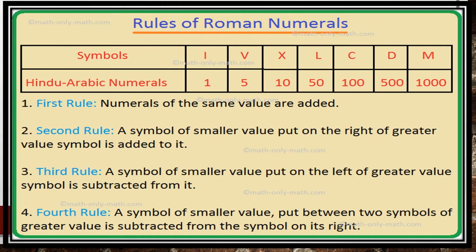Now we are going to talk about the rules of Roman numerals. Now children, see, above the symbols are written and below them the Hindu Arabic numerals are written. Now, I means 1, V means 5, X is 10, L is 50, C is 100, D is 500, and M is 1000. Now, the first rule is that numerals of the same value are added.